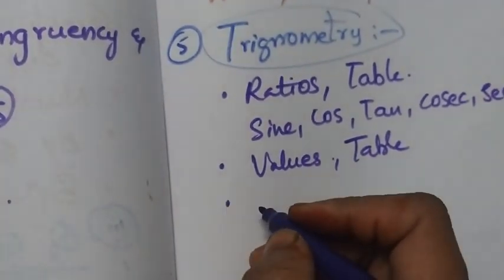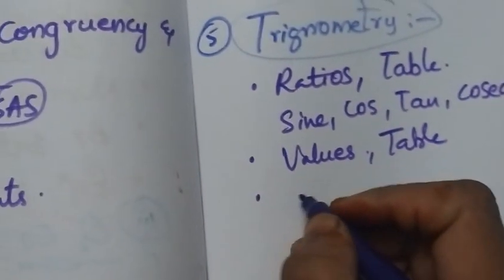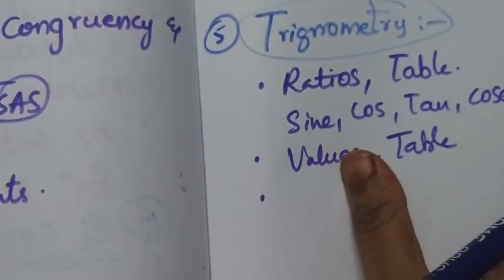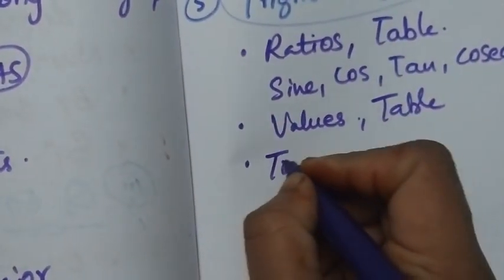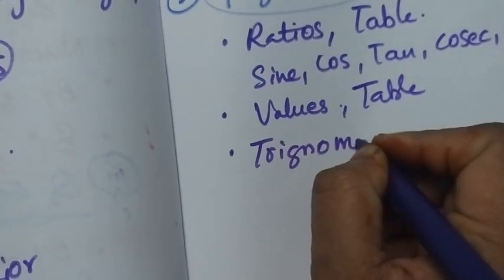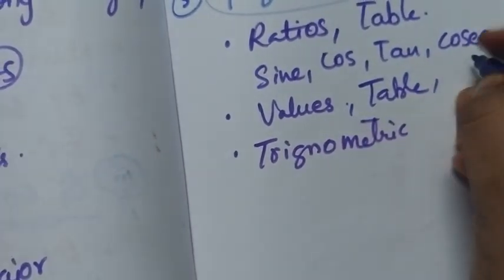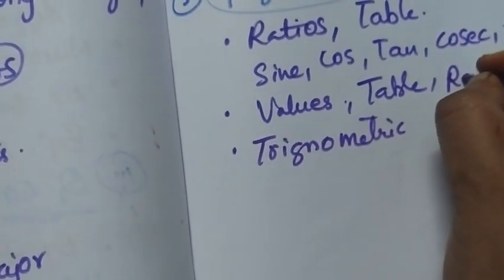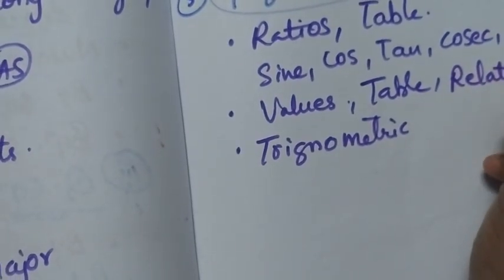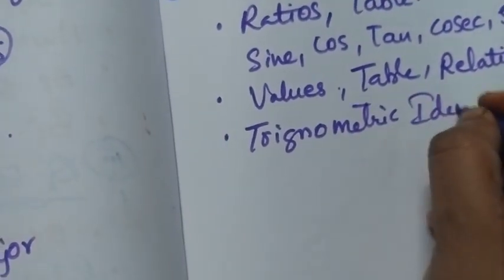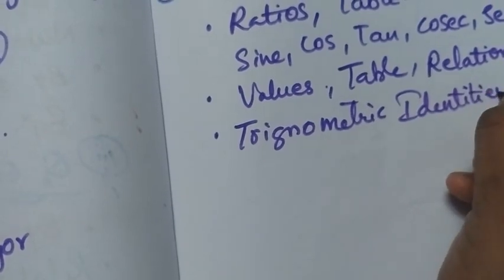Okay, interesting videos. Relation between trigonometric ratios and complementary angles, and another topic is trigonometric relations, trigonometric identities, children. So many children leave this topic.